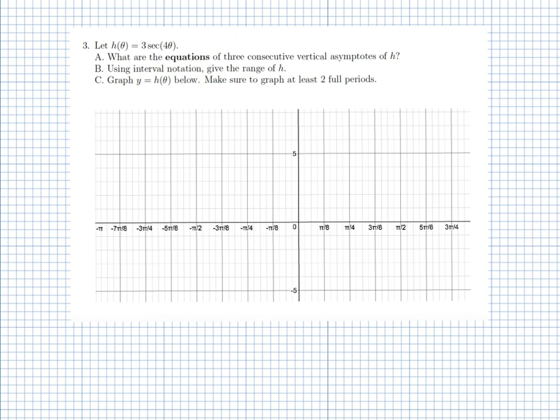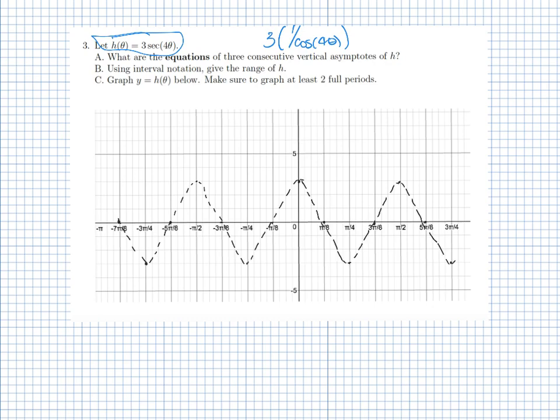For number 3 on the review, we are asked to graph at least 2 consecutive periods of the function 3 secant 4 theta. I want to just remind you that this is 3 times the reciprocal of cosine 4 theta, and cosine 4 theta is the graph that we just drew. So I'm going to sketch that in for us using the information from number 2. I have now sketched in the graph of y equals 3 cosine 4 theta. So remember, we're now finding the graph of 3 secant 4 theta.